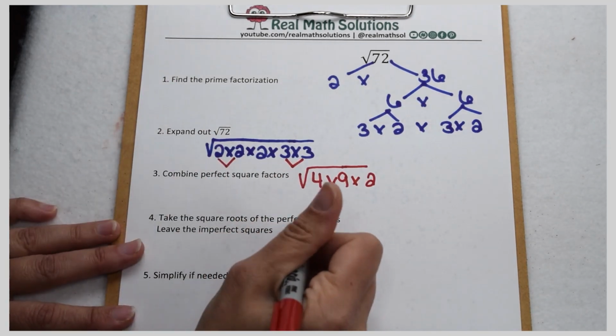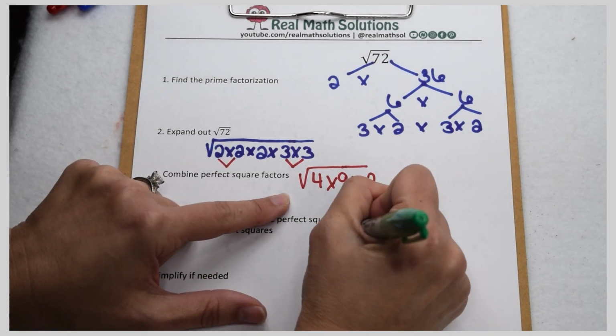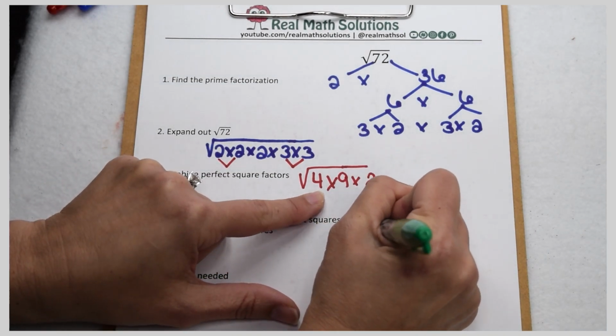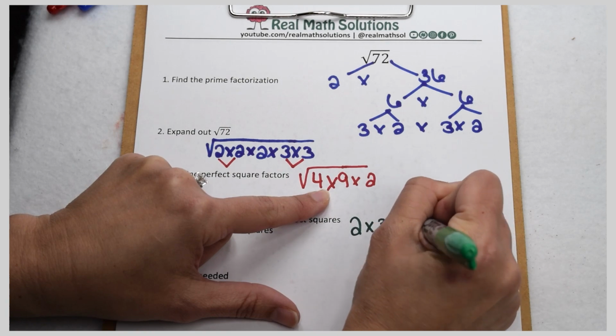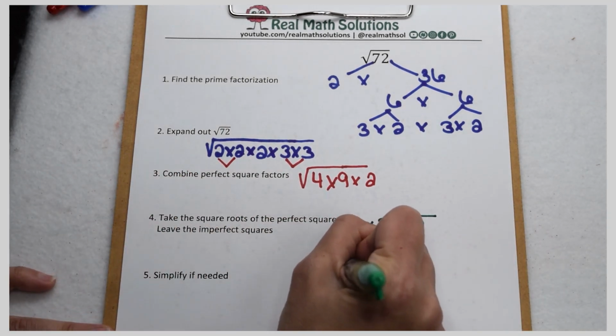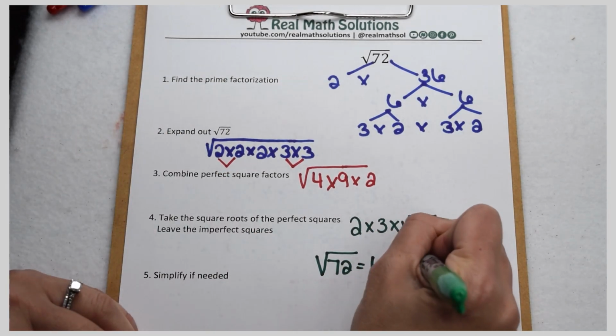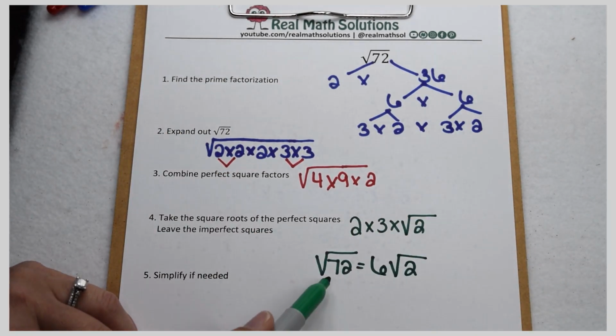So now we're going to take the square root of our perfect squares. So when we do that, square root of 4 is 2, square root of 9 is 3, and then we still have our imperfect 2. So when we want to simplify our radical for square root of 72, we're going to go ahead and multiply 2 times 3 to give me 6, and then we still have square root of 2. So square root of 72 is 6 root 2.